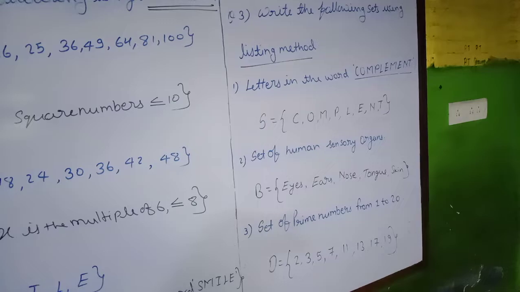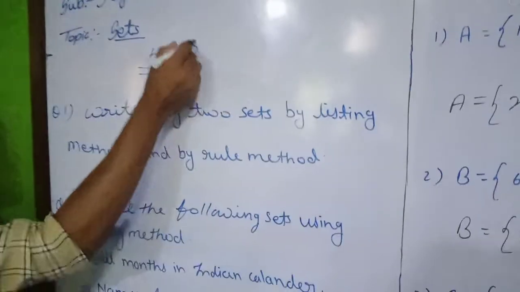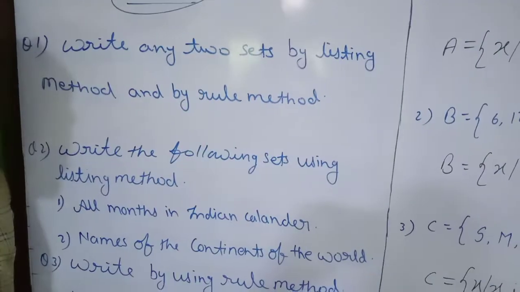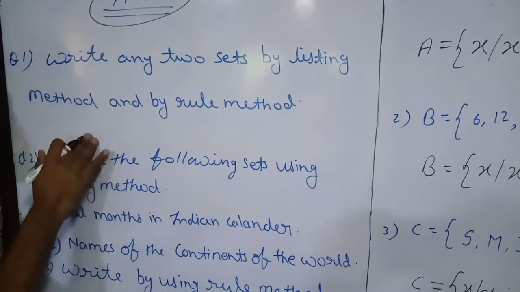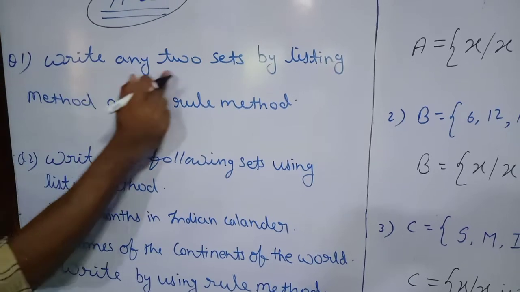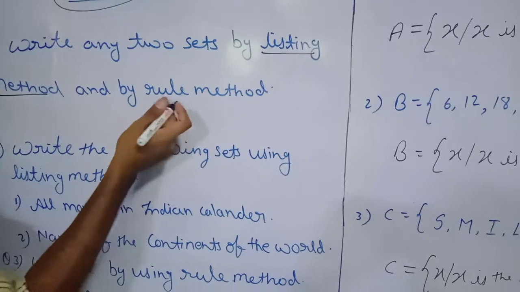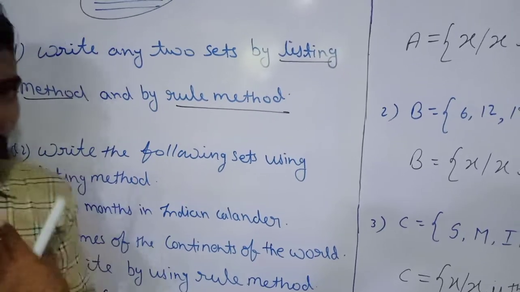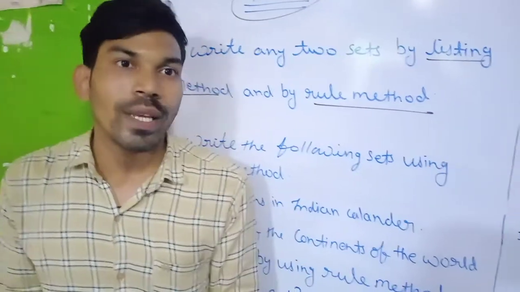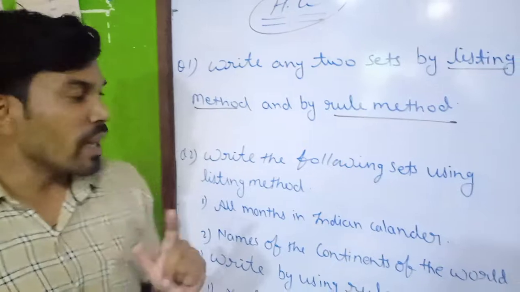Now you have a few homework questions. In the same way as we did in today's video, you have to solve them in the homework. The first one: write any two sets by the listing method and any two sets by the rule method. We are going to write two sets on our own. We can take any two examples for both methods, the listing method as well as the rule method.